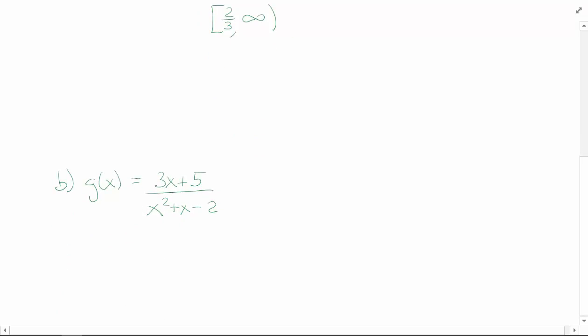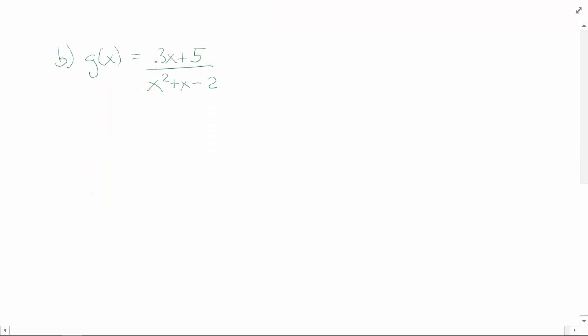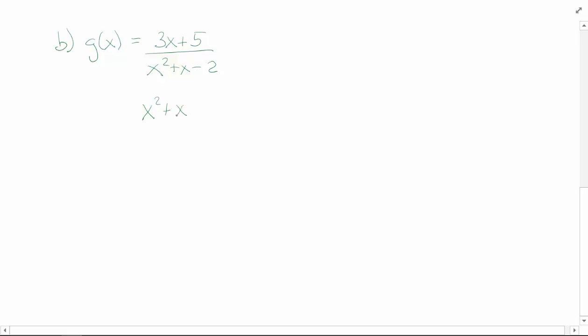The second example I want to show you is where we have a rational function, 3x plus 5 divided by x squared plus x minus 2. So there's no square roots or even roots, so we don't have to watch out for that. But we do have to watch out for division by 0. So let's figure out when the denominator, x squared plus x minus 2, is equal to 0. Any place that happens will not be in our domain because it would make us divide by 0.